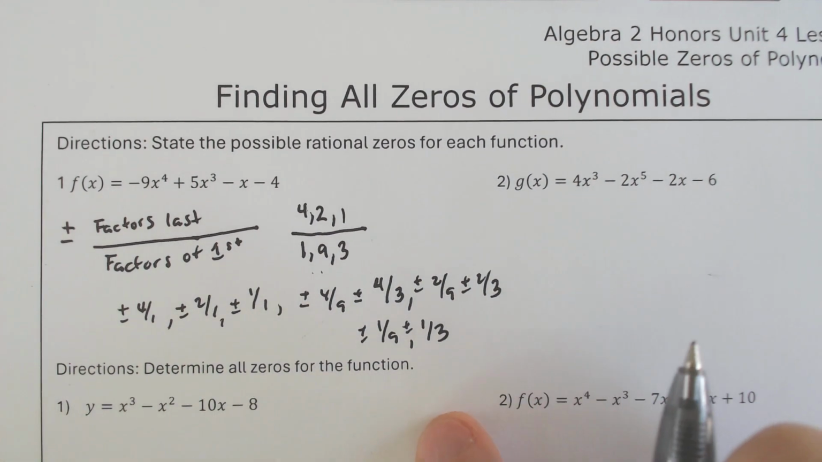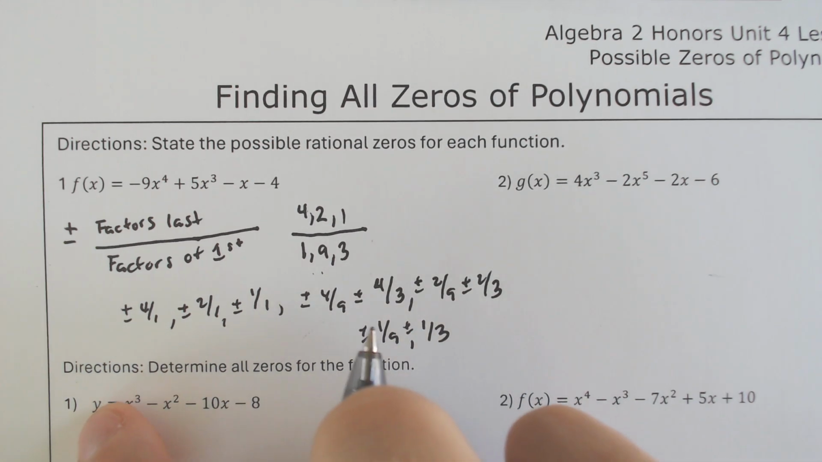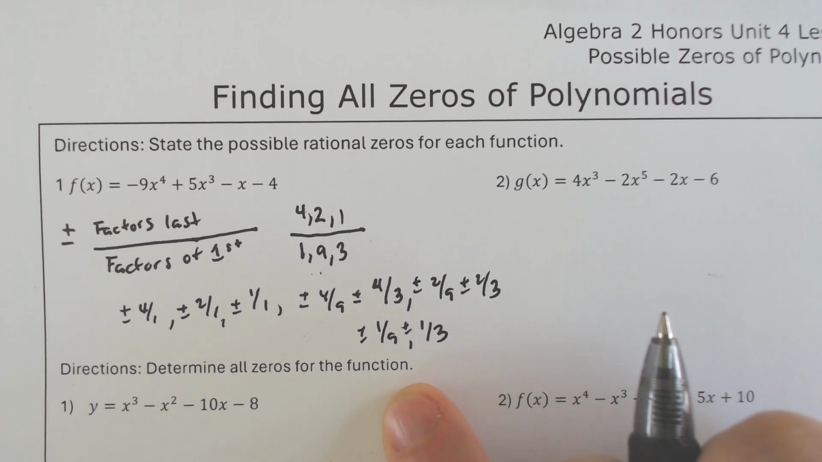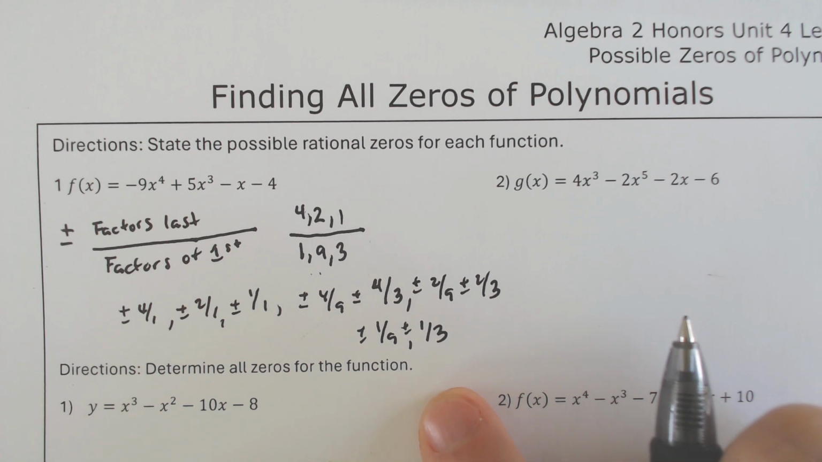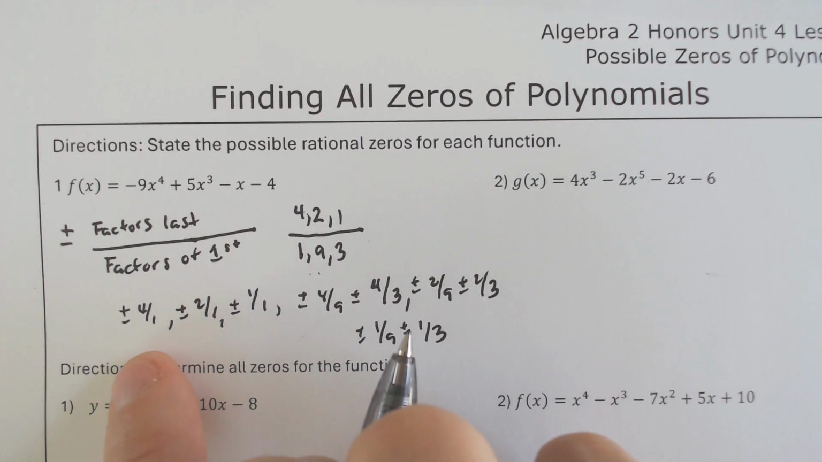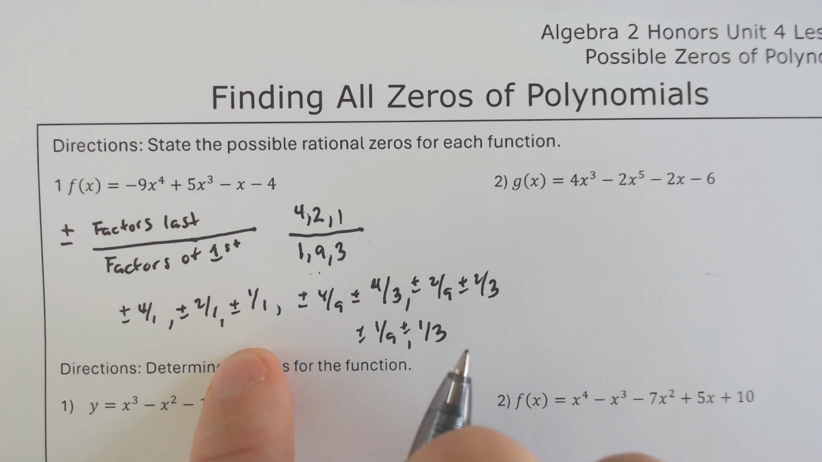Now the purpose of that will be to find the actual zeros. You would be using these as a possibility to start as like a baseline to guess. All right? But you're probably going to end up guessing with the ones in front, the 4, the 2, and the 1. All right? Positive and negative.